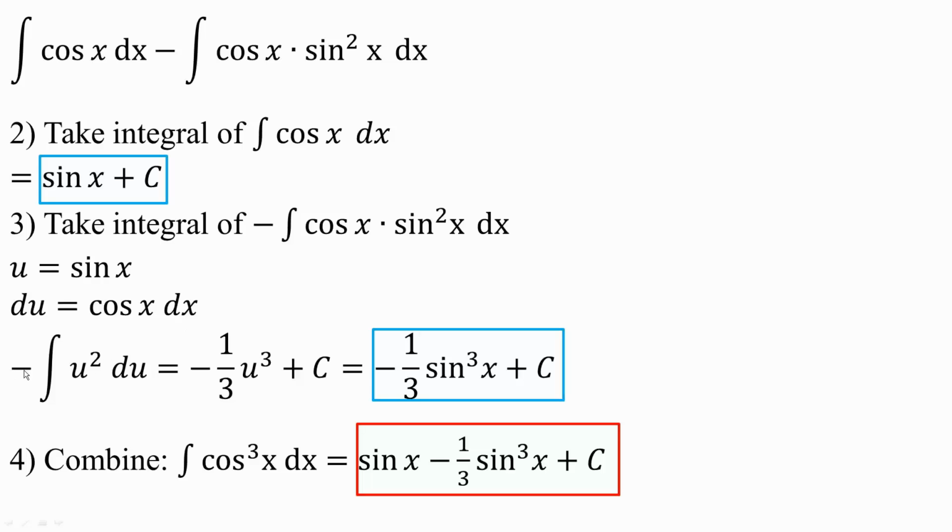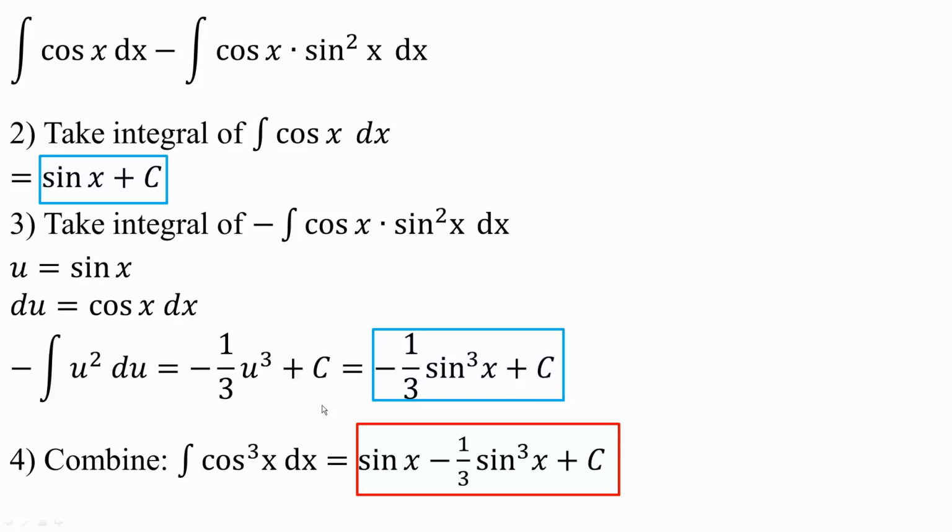And so we would get negative the integral u squared du. Negative because this already had a negative sign, and I didn't have any negative to cancel. That's why we have to keep the negative. And taking the integral of this piece, it's going to be pretty simple. Negative 1/3 u cubed plus c. Next, replace the u with sine x. So you would get negative 1/3 sine cubed x plus c.